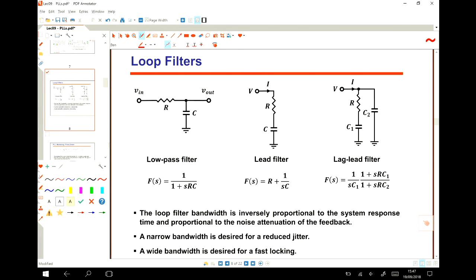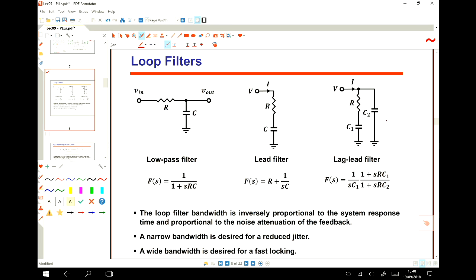We can have different types of loop filters. Each of them has some advantage, disadvantage. For example, this one, the low pass, the simple RC is very simple. So you can pick a value for R, and then based on the parameters that you need, I mean, based on the circumstances, you can pick a number for C to make a PLL.